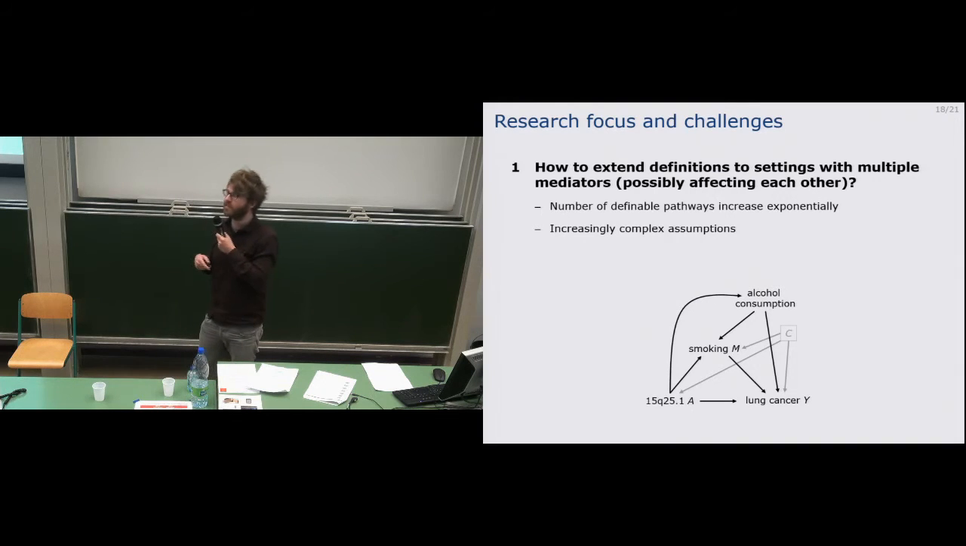We have already mentioned that to infer cause-effect relationships, it's important to adjust for common causes. However, this becomes much more complicated in mediation analysis because then common causes of smoking and cancer, such as, for instance, alcohol consumption, may themselves be affected by genetic factors. So, in other words, common causes may be mediators at the same time. How to best account for this is a big open problem in mediation analysis, which we are currently developing solutions for.